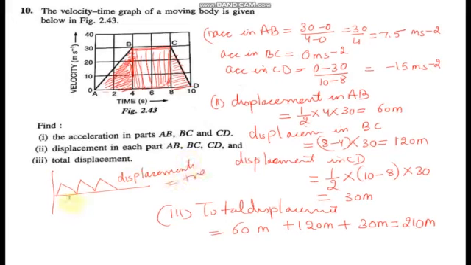But if there is a graph below the x-axis, then for that the displacement will be negative. So if there is any velocity time graph below the x-axis, for that the displacement is negative. Displacement is positive if the velocity time graph is above the x-axis. So here all the displacements are positive, and this is the total displacement.